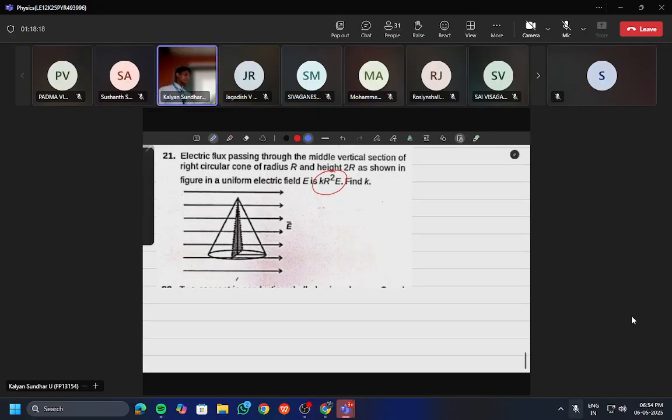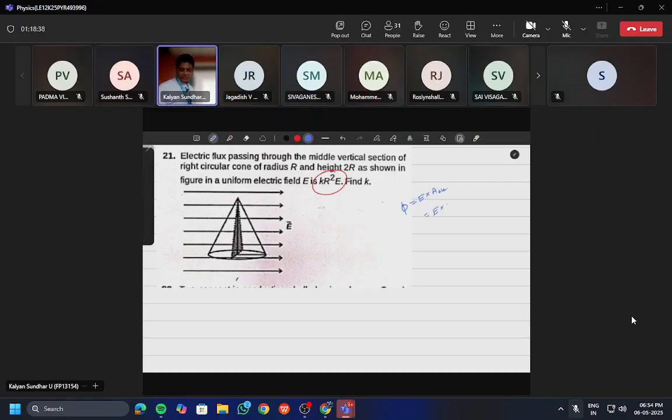The middle cross section, if you cut it, you will know. What is the cross section of the cone? If you cut it, what shape will it be? It will be a triangle. So the area of a triangle. The flux will be equal to E into area of the triangle. Area of triangle is half into base into height.